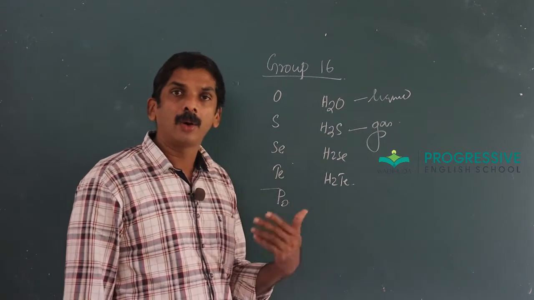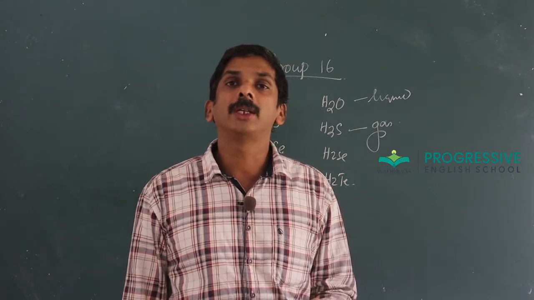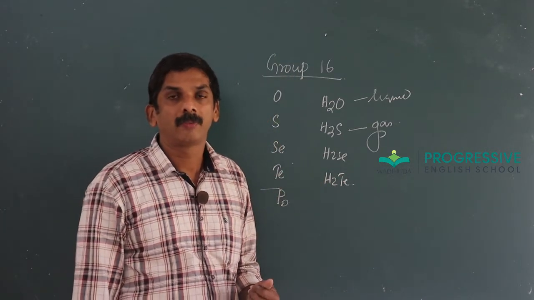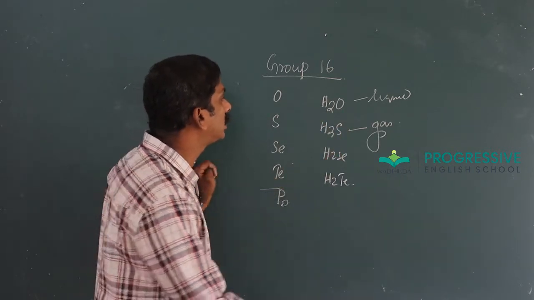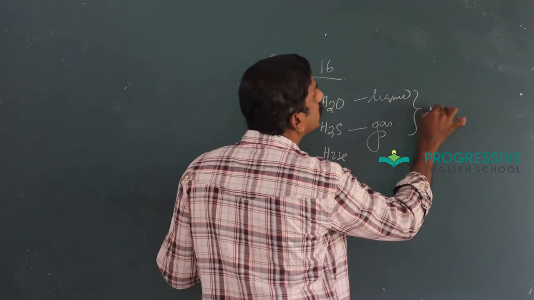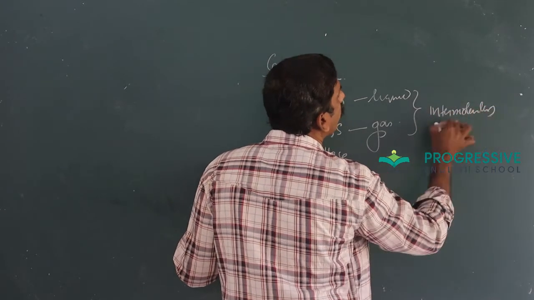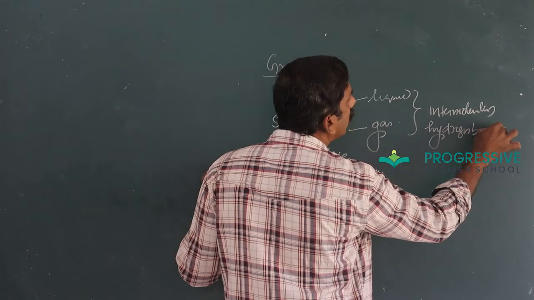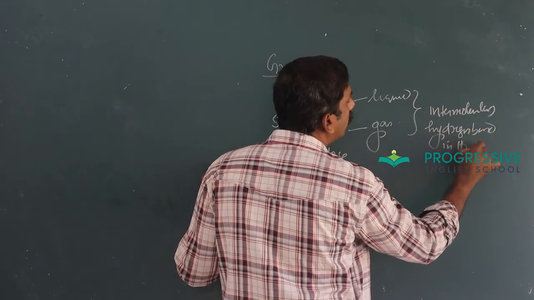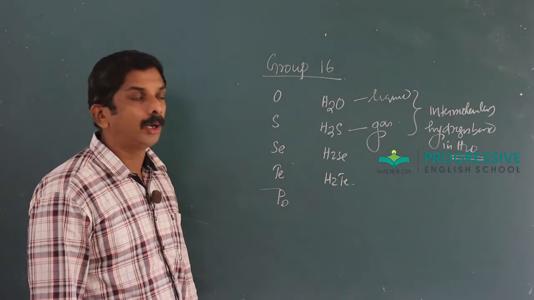You have studied in lower classes that in the water molecule, strong intermolecular hydrogen bonding is present. Therefore, H2O is a liquid while H2S is a gas. This is due to the presence of intermolecular hydrogen bonding in the water molecule.